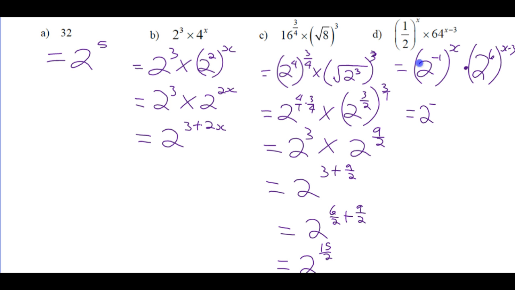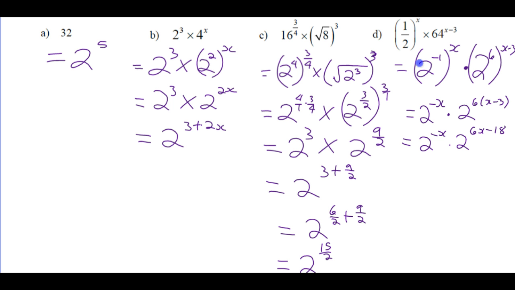This is 2 to the negative x, right? You just have negative 1 times x. And we got power to a power here again, times 2. This will be 6 times x minus 3. So it's a binomial. Remember to put it in brackets. Right? That's a big thing. That's a skill you're gonna need in exponents and logs, is just remembering that, hey, if I'm multiplying by a binomial. So we've got negative x. This is 6x minus 18.